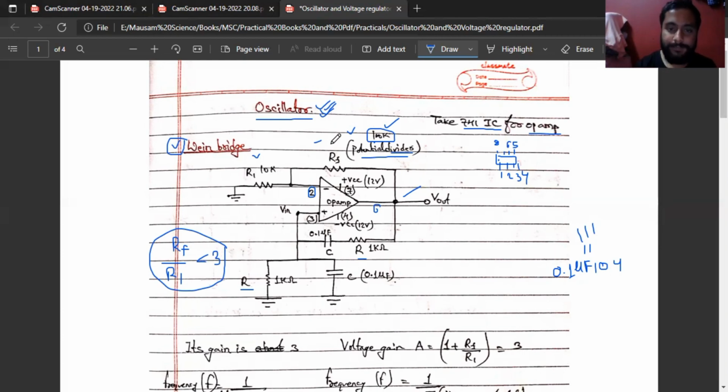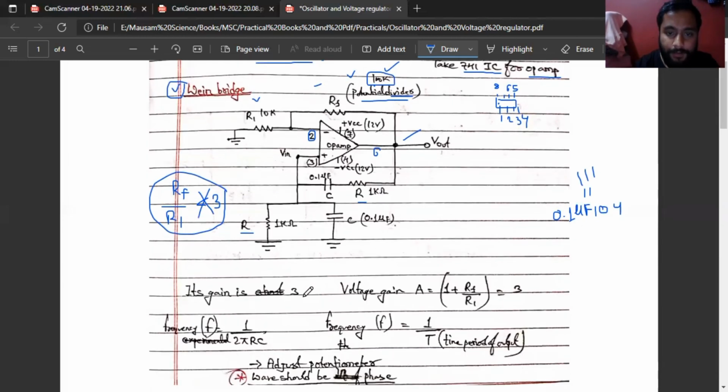I repeat the same thing once. This RF is constant, that is 100k. If we take 33k, 100k divided by 33k is 3 point something, so that is okay. But it should not be less than 3. It can be more than 3. It can be equal to 3, but we don't prefer that. It should be greater than 3 because its voltage gain is 3. This is a little bit of a trick to make our practical easy.